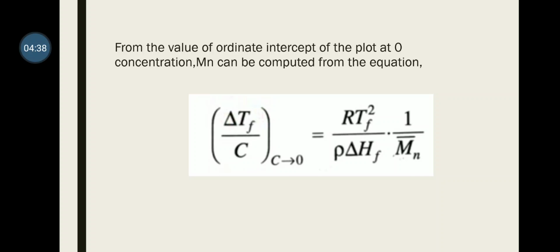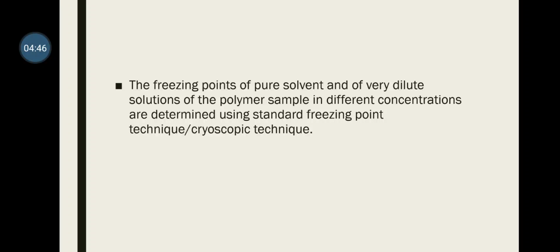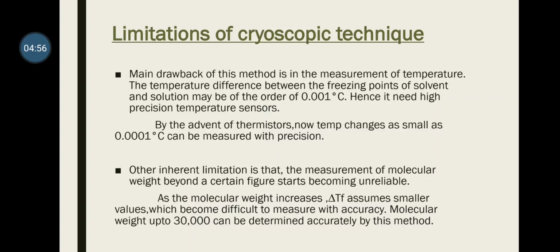bar. In the equation given earlier, when C tends to 0, the term Bc can be neglected. And from this equation, the number average molecular weight Mn bar can be calculated.